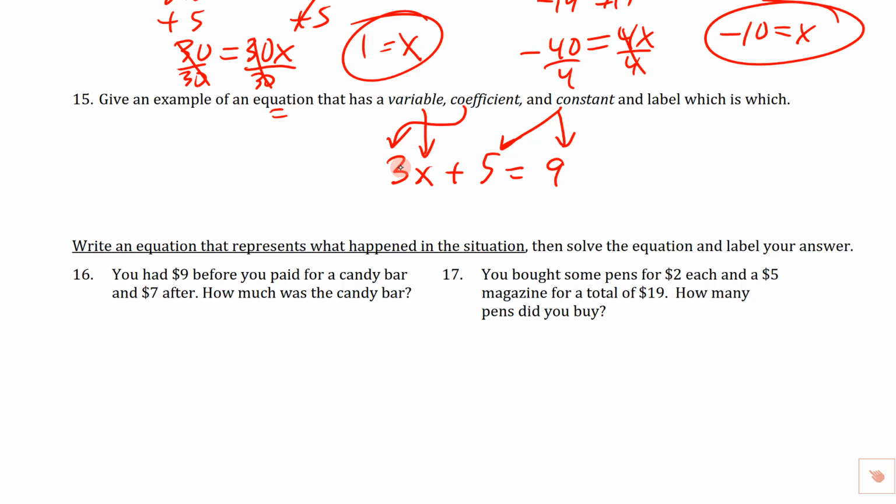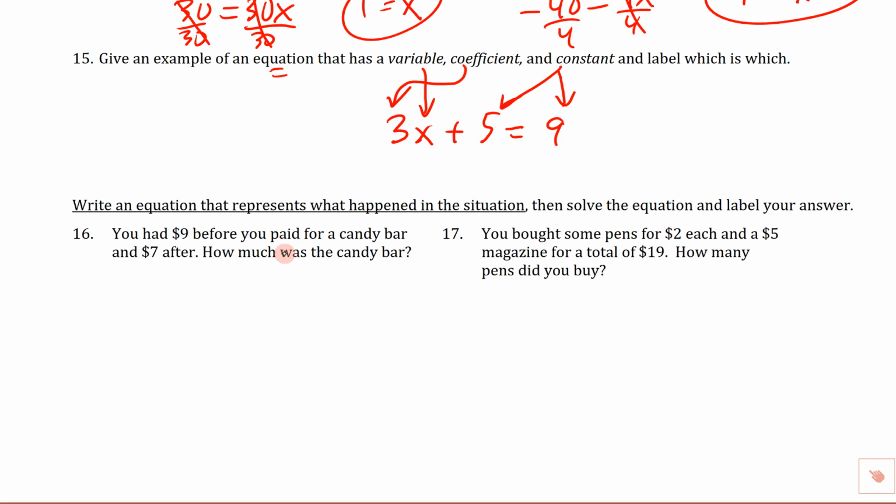It's the number sitting in front of the variable. Okay, now, on these last 2, here's what we want to do. We want to write an equation that represents what happened in the situation. So a couple of these are easy. They're not going to be difficult to figure out what the answer is, but we want to make sure that we have an equation that represents what happened.